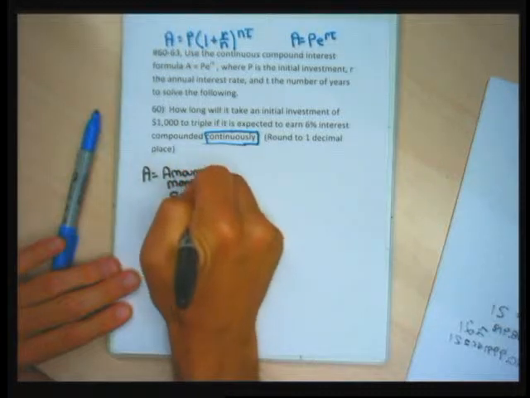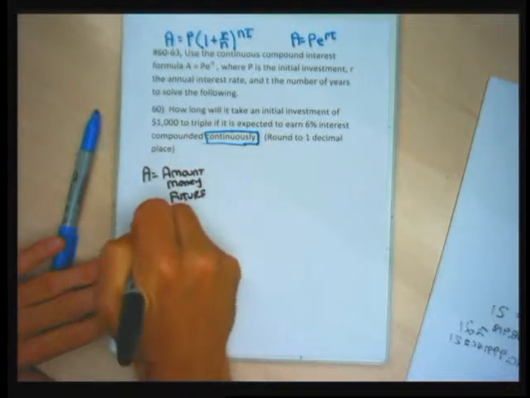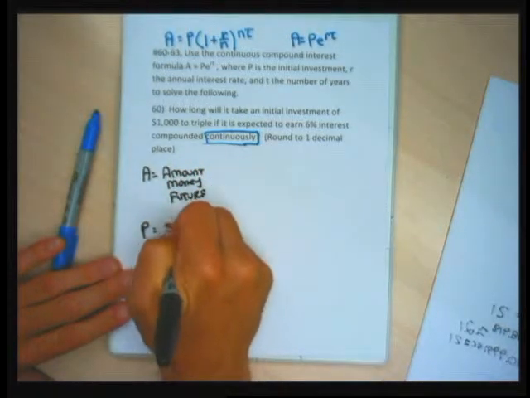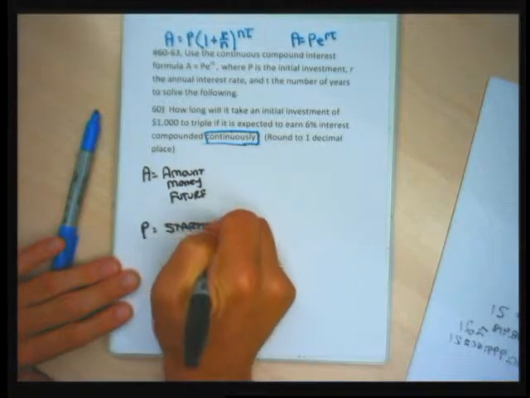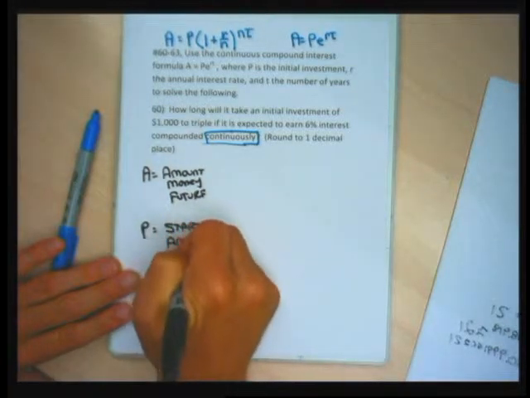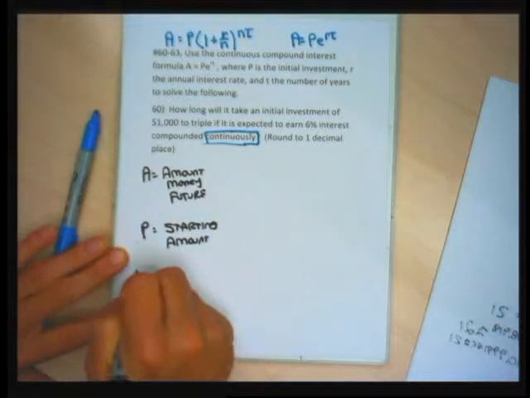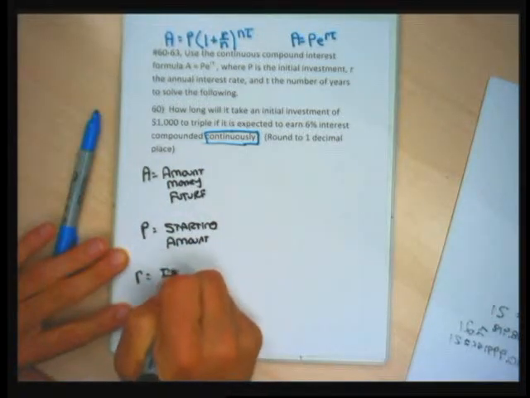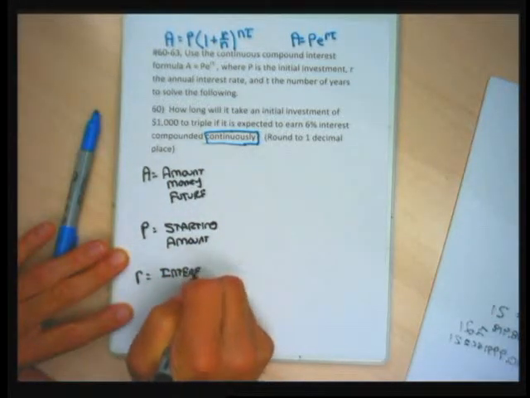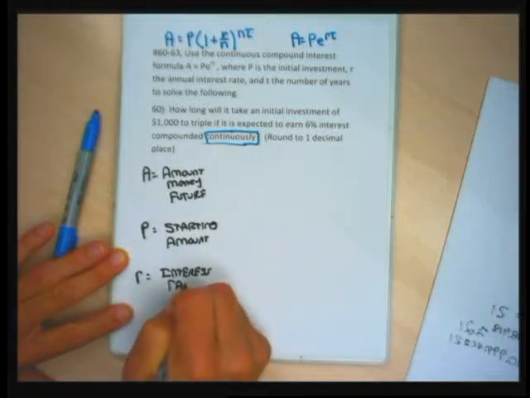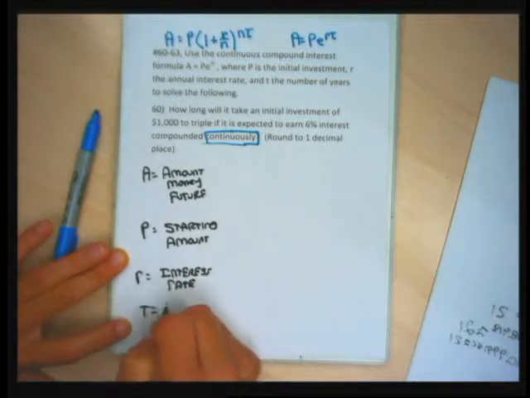The P is the starting amount. The R is the interest rate, but as a decimal. And the T is the number of years.